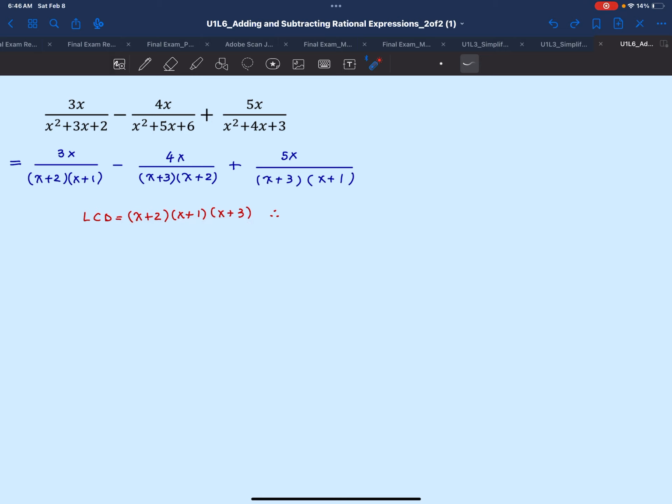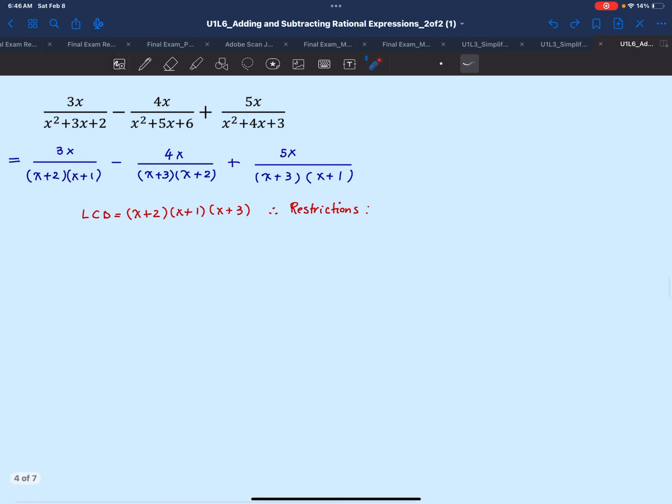And while we're at it, let's state the restrictions. So the restrictions would be that every factor in the denominator has to be different than 0, which means x plus 2 is different than 0, x different than negative 2, x plus 1 different than 0, x different than negative 1, and x plus 3 different than 0, which means x has to be different than negative 3. Next, our job would be to make all the denominators the same as the lowest common denominator.